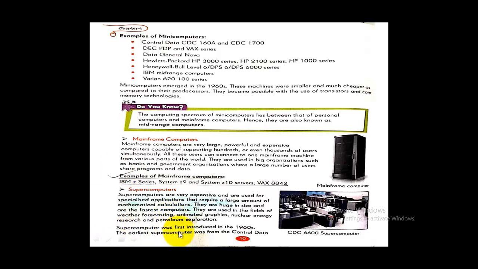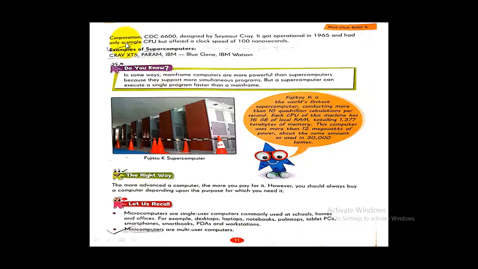Now supercomputers were first introduced in the 1960s. The earliest supercomputer was from the Control Data Corporation, the CDC 6600, designed by Seymour Cray. It became operational in 1965 and had only a single CPU but offered a clock speed of 100 nanoseconds. Clock speed checks computer speed, which is 100 nanoseconds.